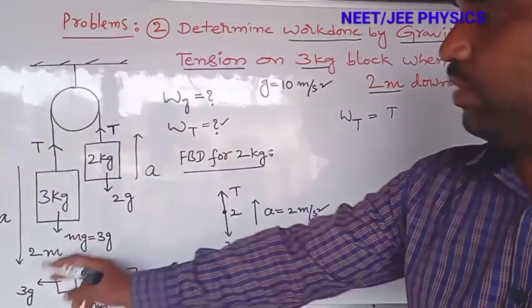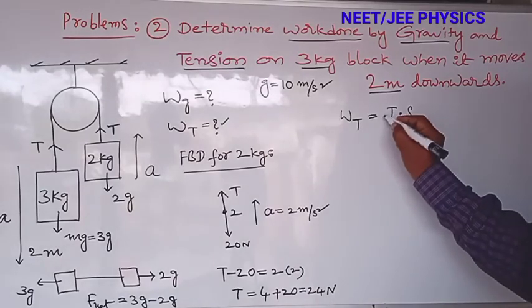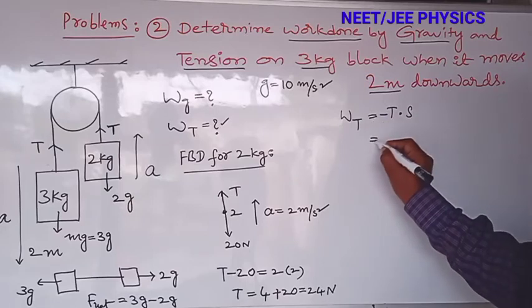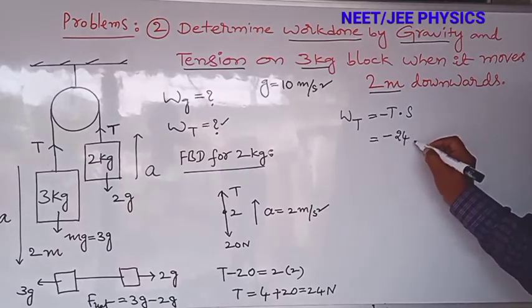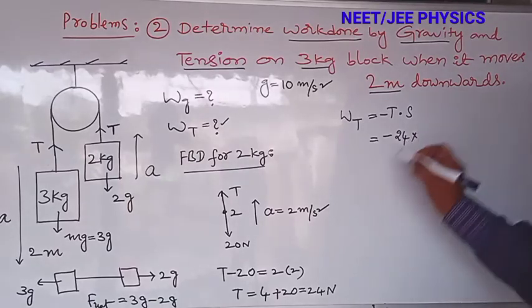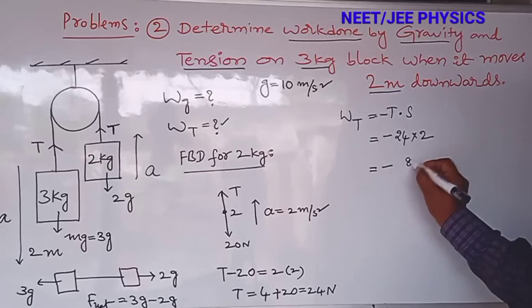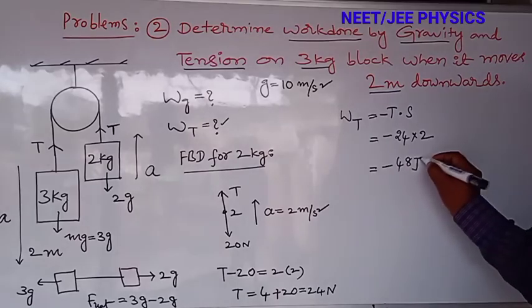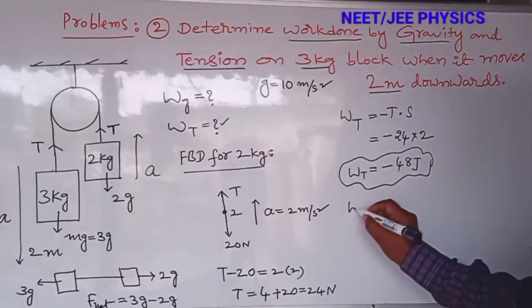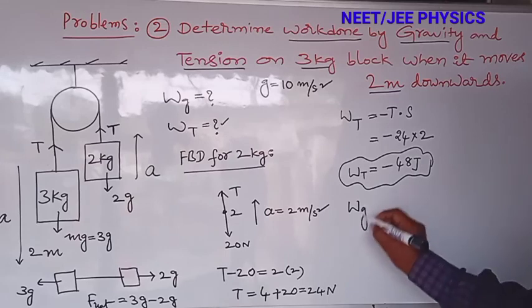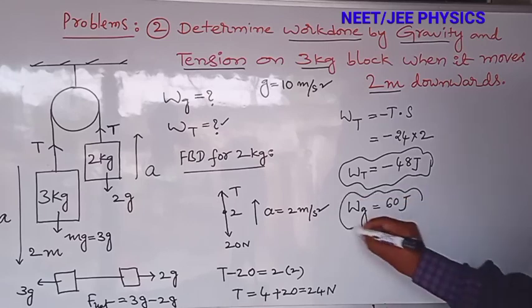Here on the 3 kg block, due to the tension, what is the work done? Tension into displacement. How much is the tension? 24 newton. Here it is in the opposite direction. The 3 kg block is displacing in the downward direction, and tension is acting in the upward direction. That's why we are using a negative sign. Minus 24 into 2, minus 48 joule. Work done by tension is minus 48 joule, and work done by gravity on the 3 kg block is 60 joule. This is the solution for this problem.